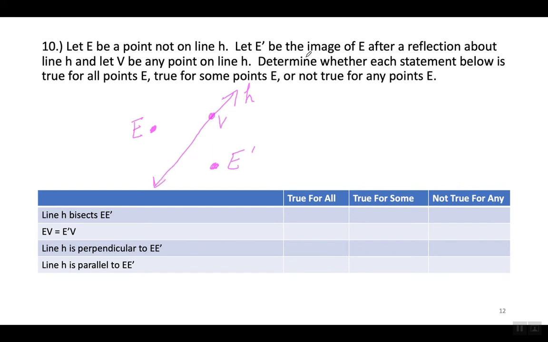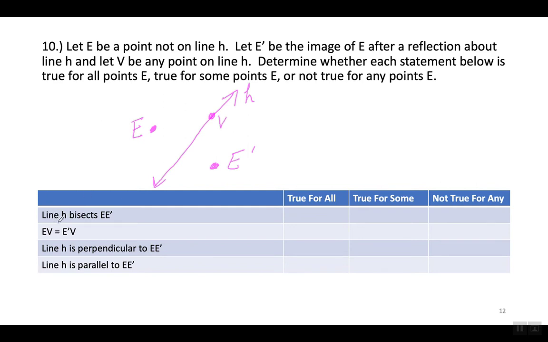Now we got to determine whether each statement below is true for all points E, true for some points E, or not true for any points E. Okay, true for all, true for some, or not true for any. Okay, tenemos que determinar si cada declaración que está aquí es verdadera para todos los puntos de E, o verdadera solamente para algunos puntos de E, o no es verdadera para ningún punto de E. Esas son las 3 opciones para cada declaración.